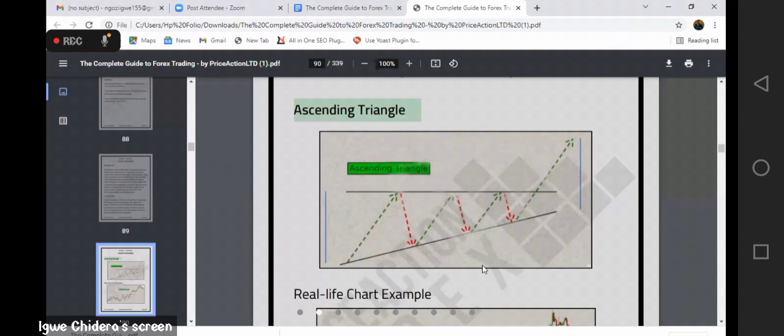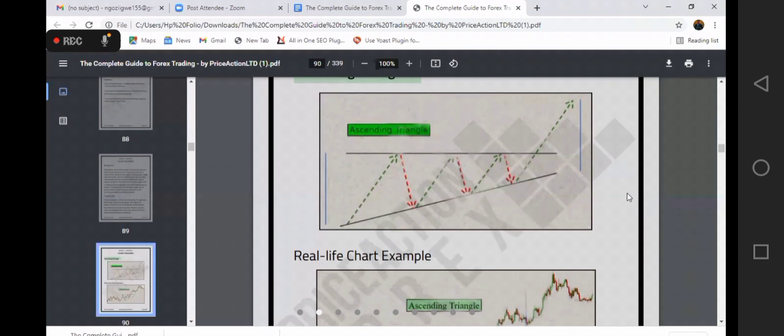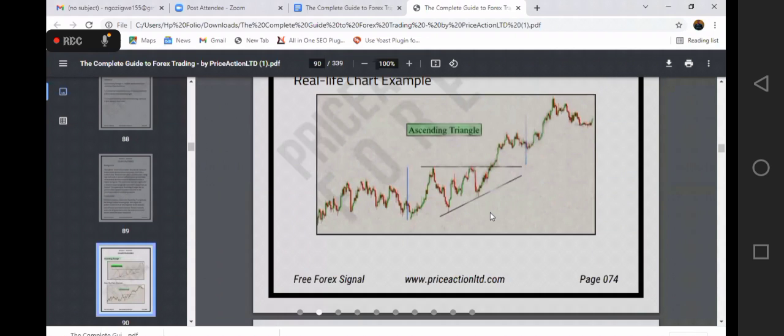You can see the example they gave us here in the context of an uptrend, bounce, and you expect what? A breakout. Let's see the real life example. You can see the real life example in the context of what? An uptrend.